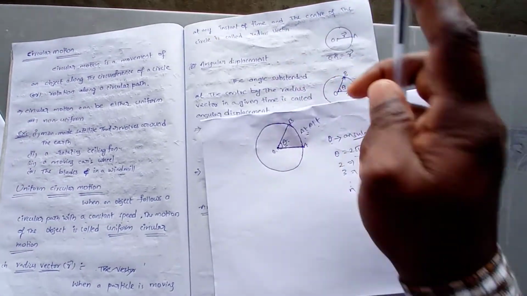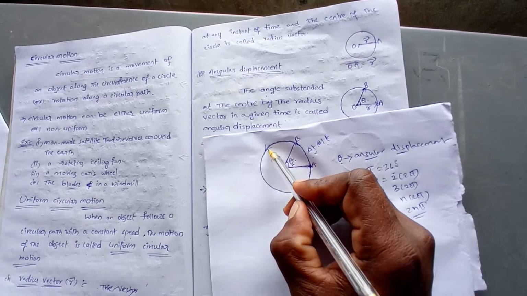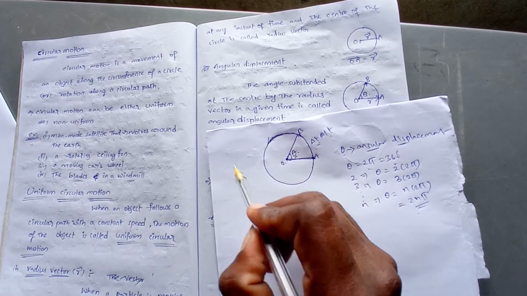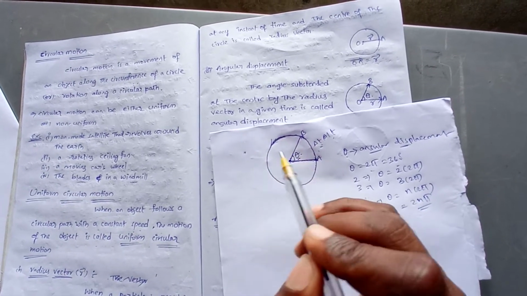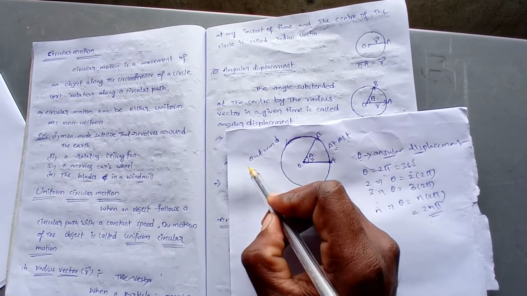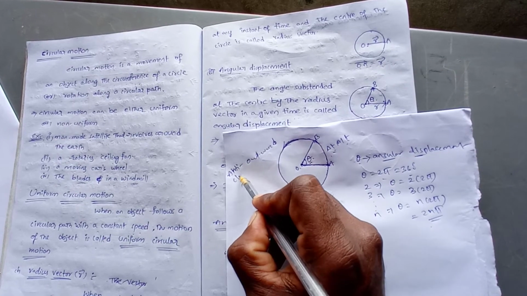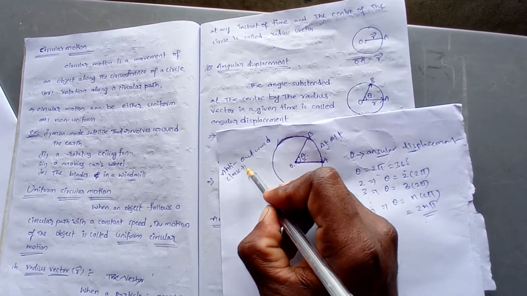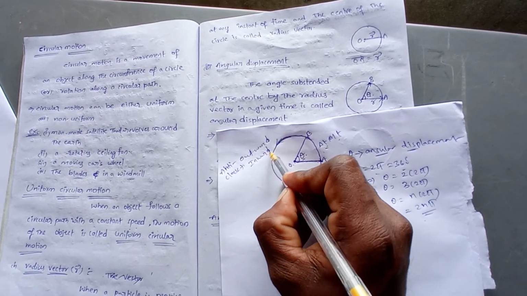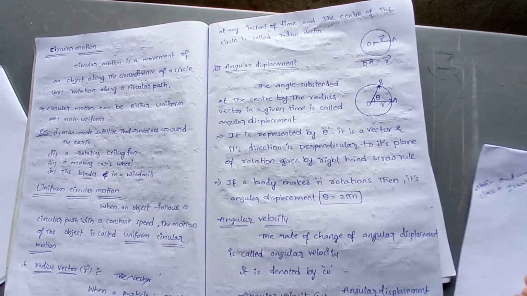When the body is moving along a circular path in anti-clockwise direction, ఈ డైరెక్షన్ తిరుగుతుంది అనుకోండి, what is the direction of the angular displacement? Outward, యాంటీ క్లాక్వైజ్ డైరెక్షన్లో తిరిగేటప్పుడు. సో అదే క్లాక్వైజ్ డైరెక్షన్లో తిరిగేటప్పుడు ఏంటి? ఇన్వార్డ్. ఓకేనా? ఇస్ ద డైరెక్షన్ ఆఫ్ ది యాంగులర్ డిస్ప్లేస్మెంట్.